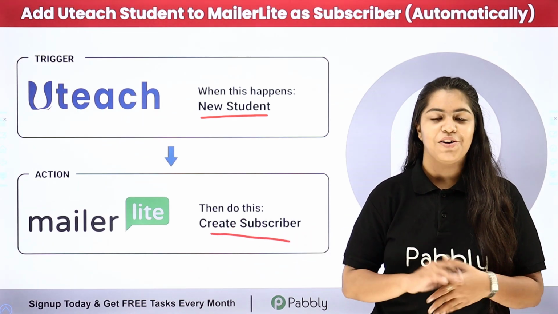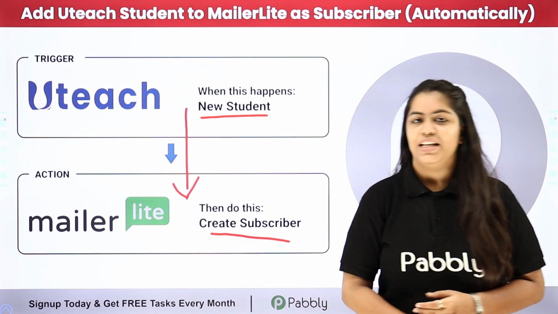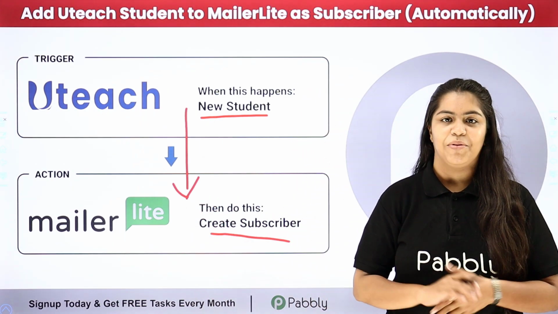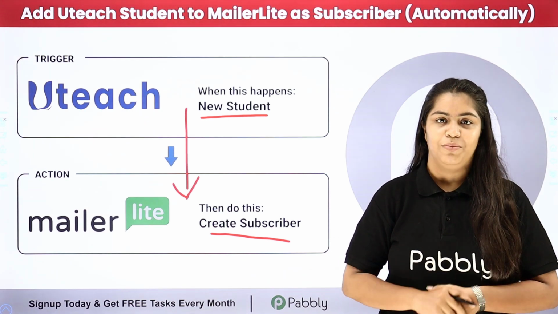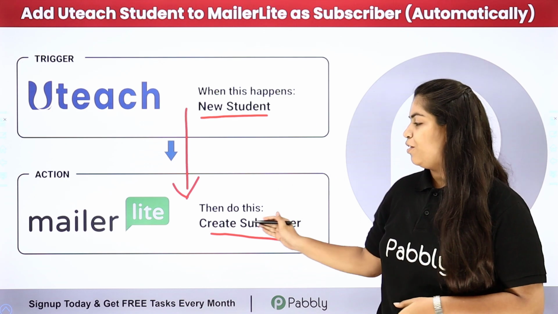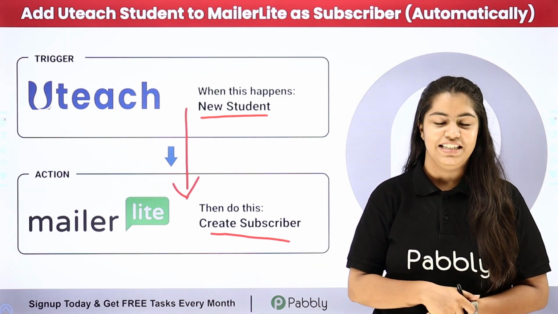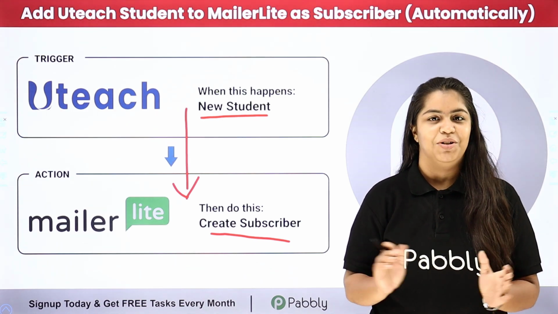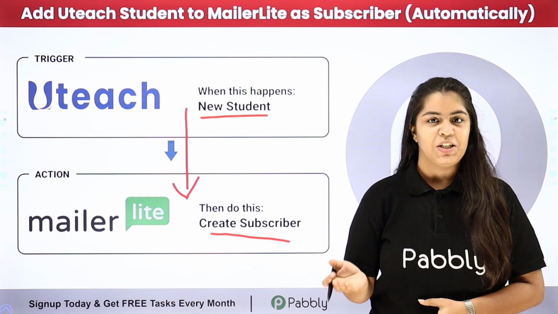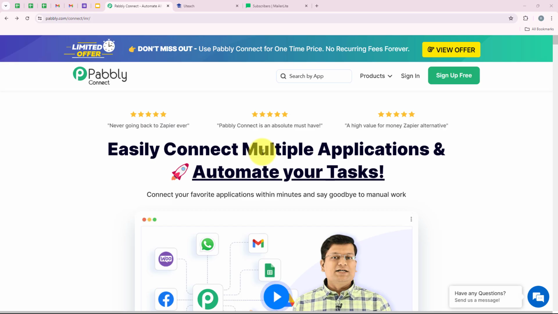So to do this, we are going to create a connection between Uteach and MailerLite. So to create this connection without knowing any programming or coding language, we are going to use Pabbly Connect. It's an amazing automation software. So I'm going to do all of this because I want to create targeted email marketing campaigns for these leads, and now I wish to convert these leads into my real customers. So if you also want to learn this process step by step, then let me take you to my computer screen. Welcome to my screen.